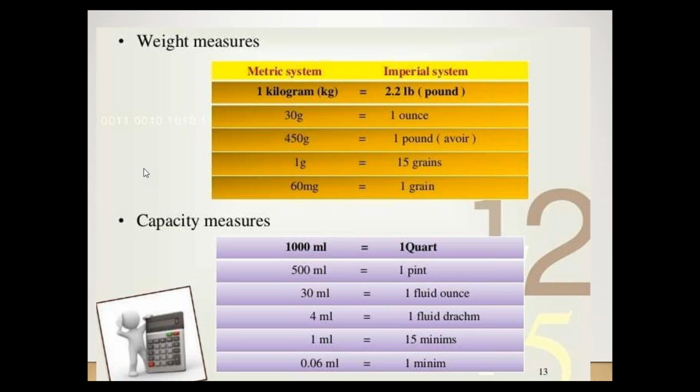For weight measures, 1 kg means how much in pounds? It is 2.2 pounds. 30 grams is equal to 1 ounce. 450 grams is equal to 1 pound. And 1 gram is equal to 15 grains. 60 mg is equal to 1 grain.